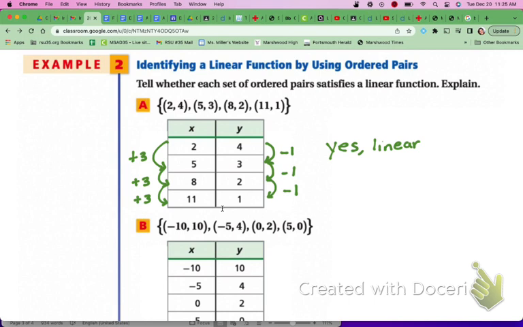I guess I can't really figure that out. It's kind of hard, huh? From 2 to 4, we're adding 2. From 5 to 3, we're not adding 2. So that rule would be a little bit complicated.